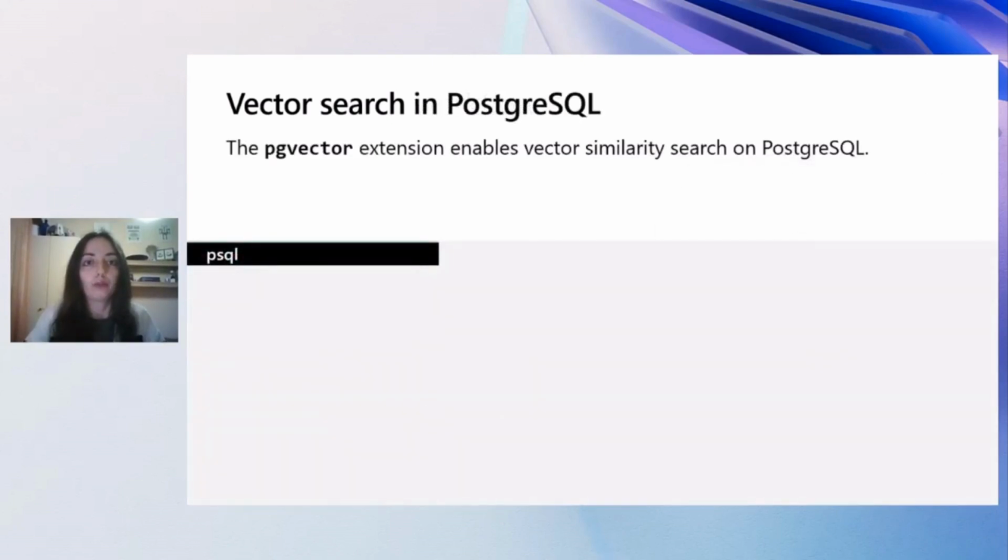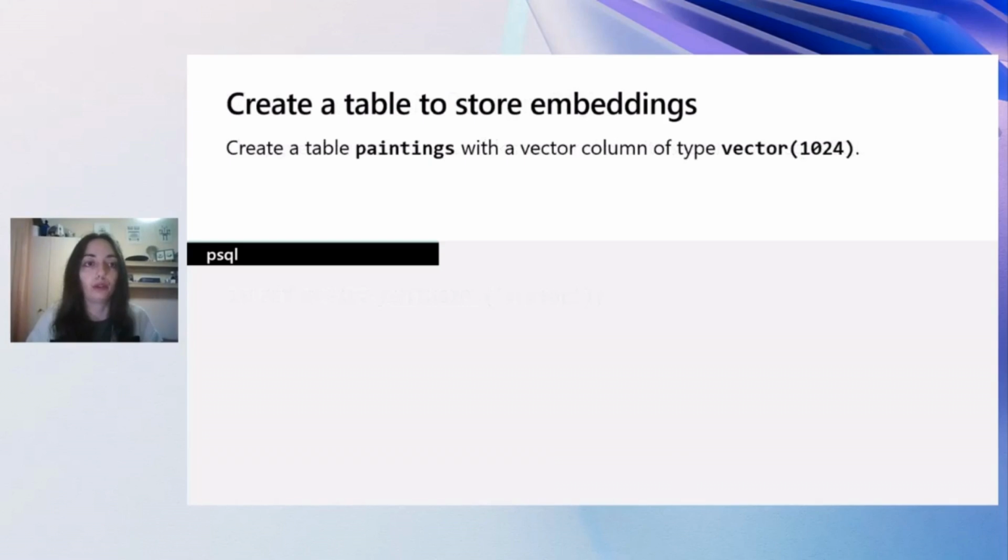In Azure CosmosDB for PostgreSQL, vector similarity search is enabled by the pgvector extension. To use this extension, you should first create it using the select create extension command. The pgvector extension introduces a new data type, vector, which we can use when creating a table to indicate that the column will contain vector data.